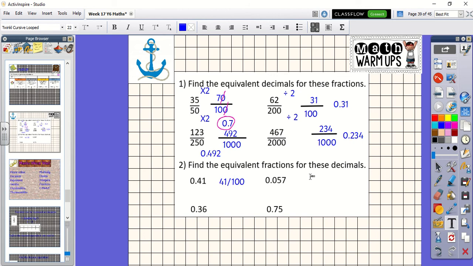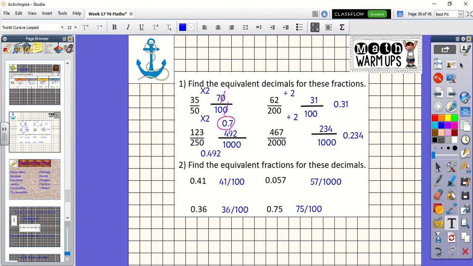I've got three numbers after my decimal point, so I know that the denominator is going to be 1,000 and the numerator is going to be 57. And then for this one, I've got two numbers after my decimal point, so my denominator is 100, so my numerator is 36. And then here I have got 75, two numbers after the decimal point, which is 75 over 100.